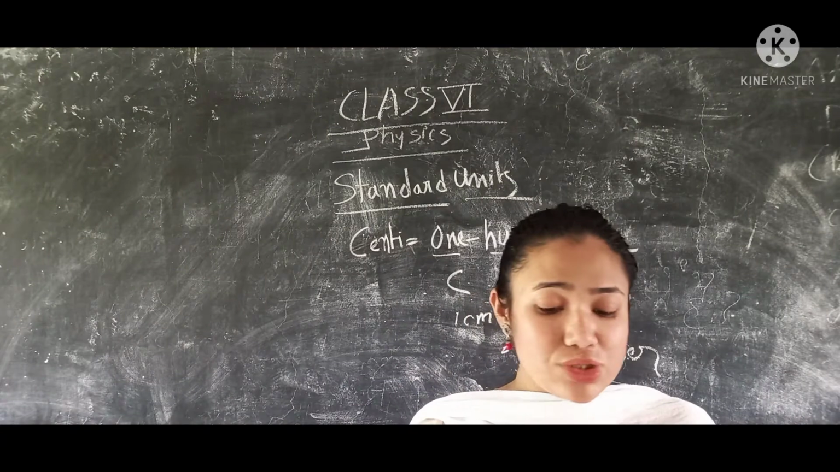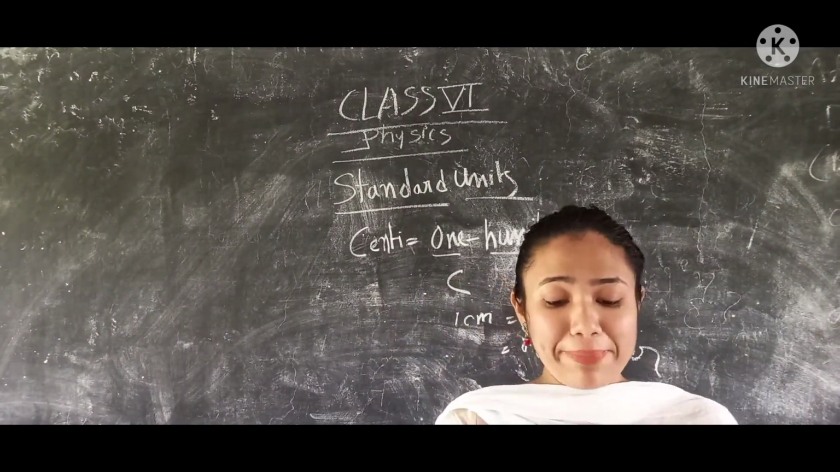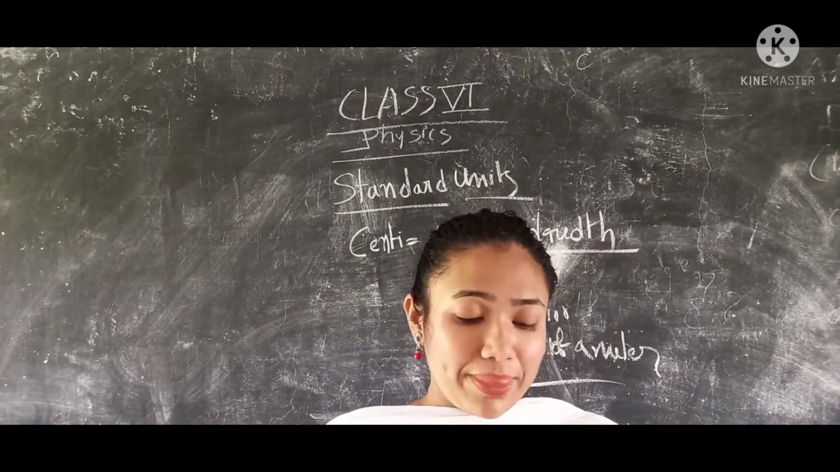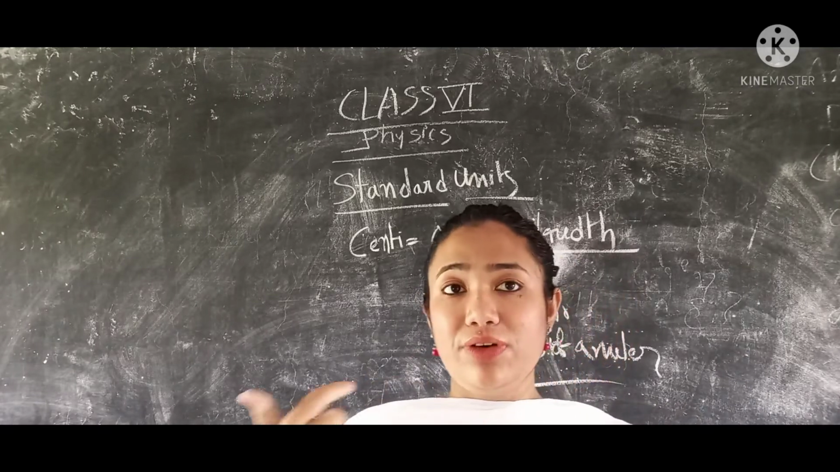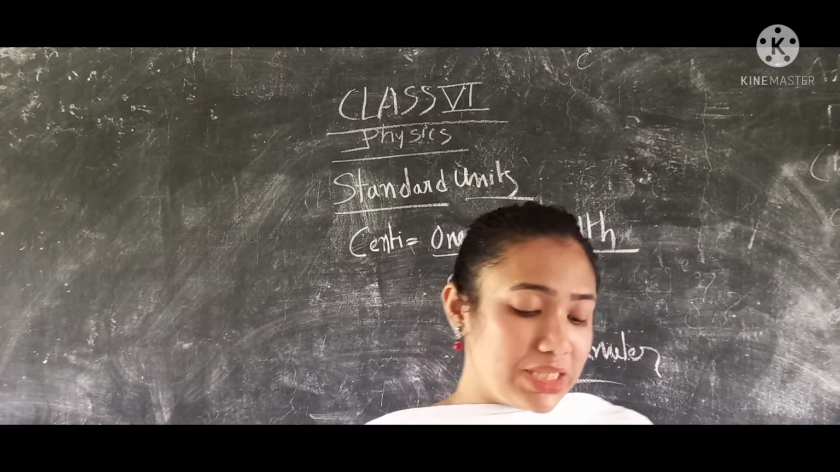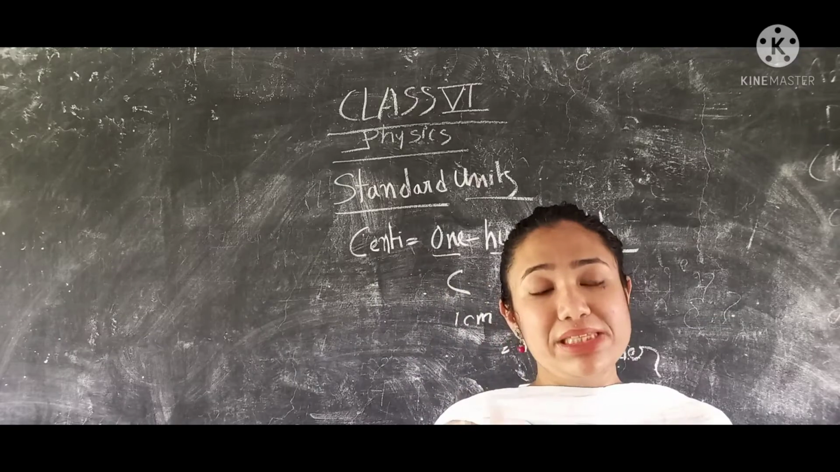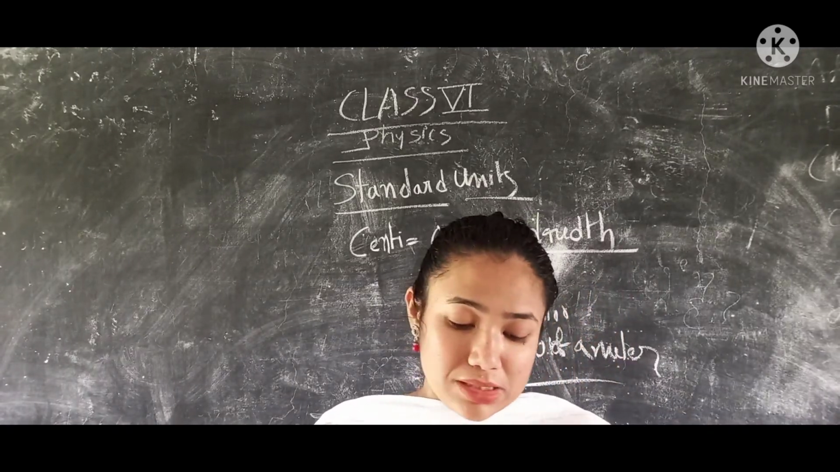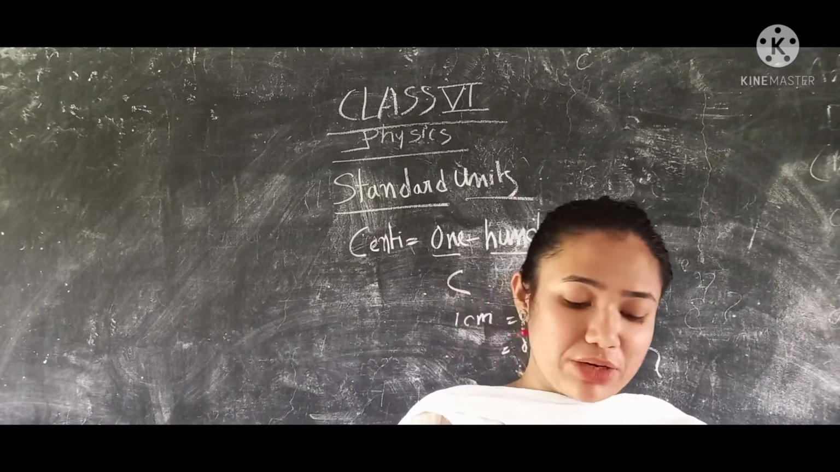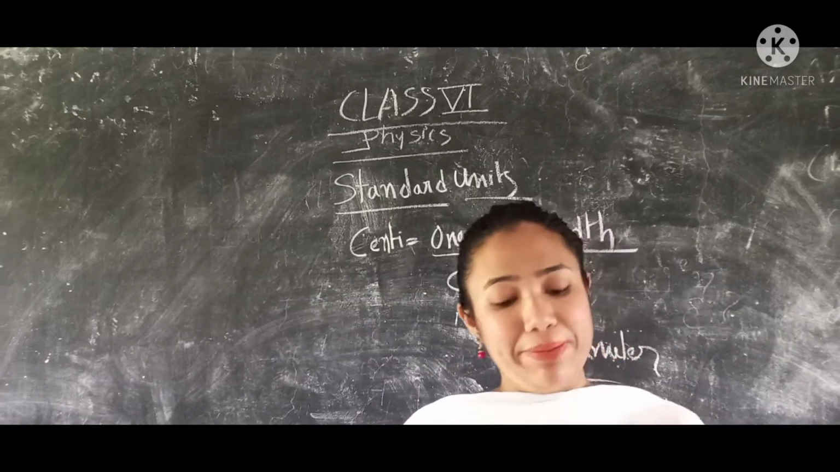Those units which are used to measure small quantities are known as sub-multiple units. For example, to measure the length of a nail or the thickness of a notebook, we use sub-multiple units, and by these we get the measurement of small quantities. So we use centimeter and millimeter, which are sub-multiples of a meter. 1 meter equals 100 centimeters, and 1 meter equals 1000 millimeters.